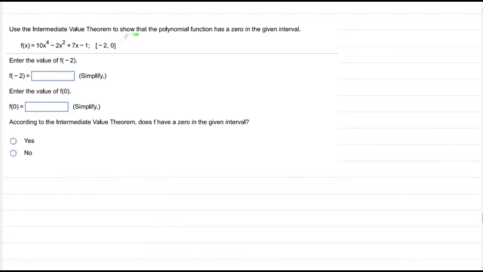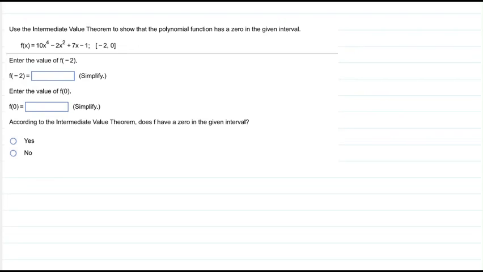The next question, we want to use the intermediate value theorem to show that this polynomial has a 0 in this interval, negative 2 and 0. What is the intermediate value theorem? It says that if you have a function f of x in the interval between a and b, and f of a times f of b is negative, it means one of them is positive, the other one is negative, then the function f has at least one 0 between a and b.